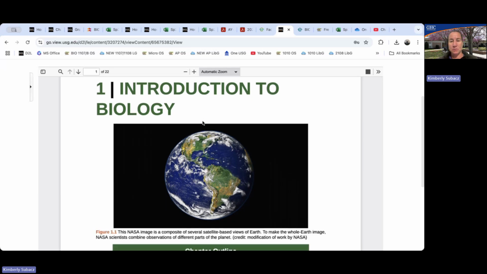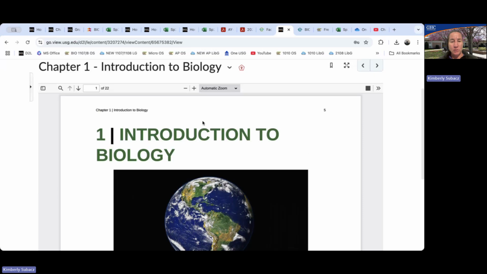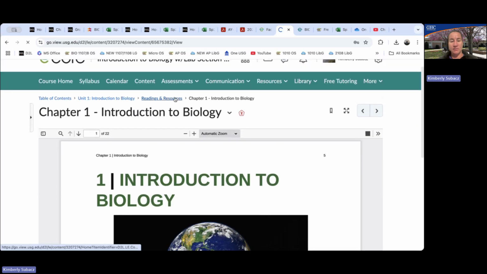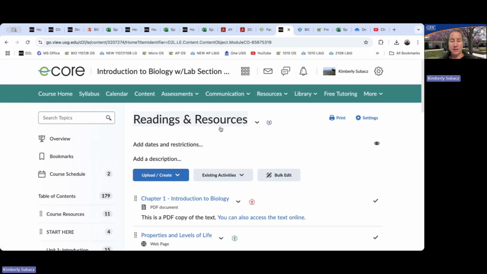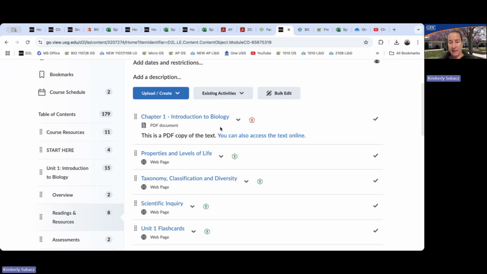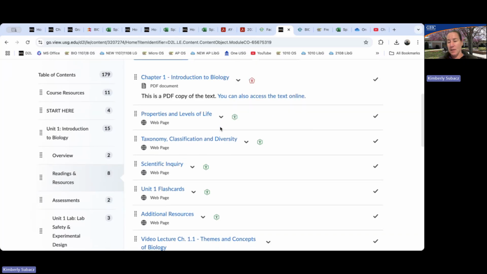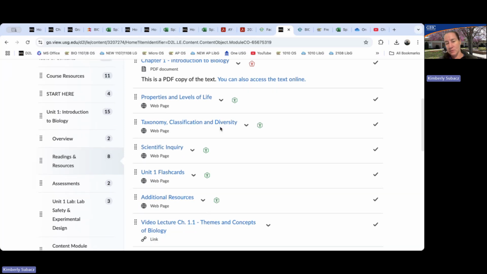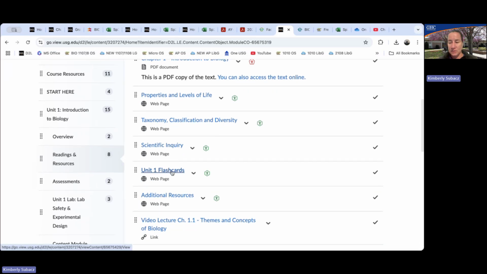So if you want to read this in the browser or if you want to download it to your device, you can. That's the very first backbone of the entire course. Every chapter has their textbook. And then eCore has all sorts of really great web pages and videos for y'all. They've even got flashcards sometimes in some of the chapters. So these are all really great links from eCore.